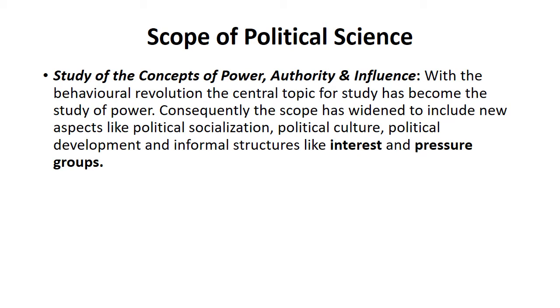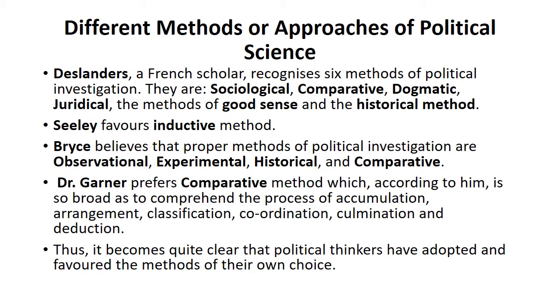Now we will take a look at the different approaches or methods of political science. Deslandres, a French scholar, recognizes 6 methods of political investigation. He says that in order to make a political investigation, the first method is the sociological method. Then there needs to be a comparative method. He also talks about dogmatic, juridical, and good sense of historical method.